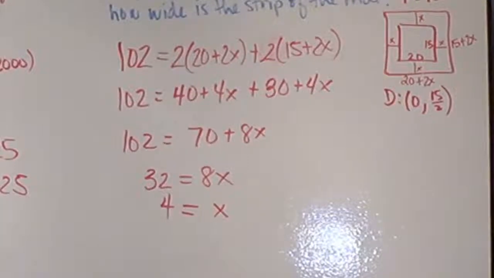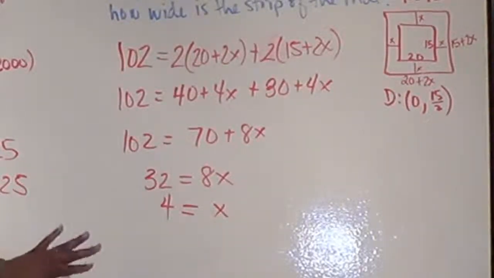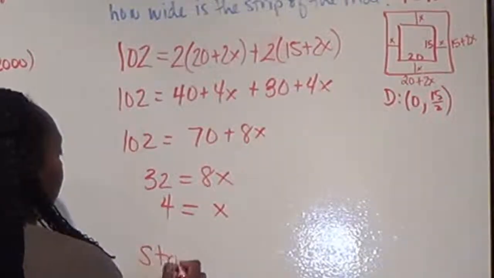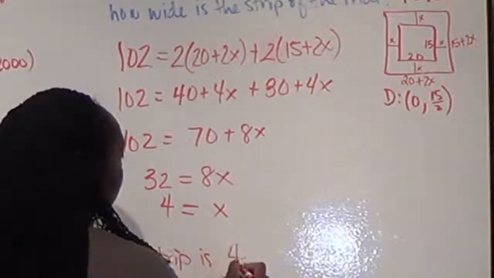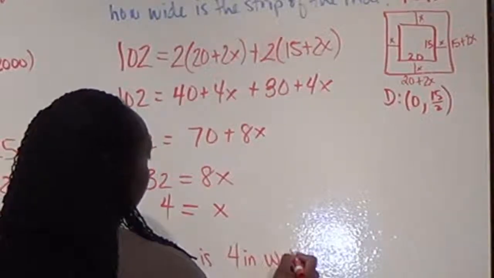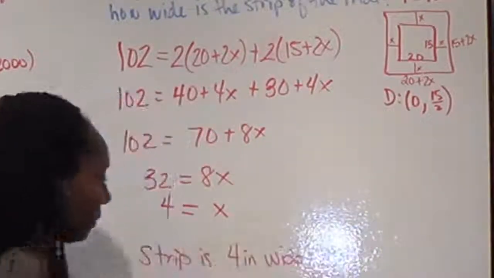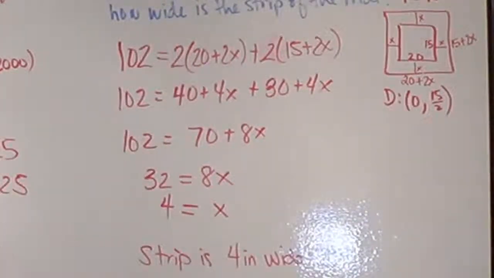Okay. From there, again, we're not quite done. So back to our question, we want to know how wide the strip of the mat is. So we can't just say 4. Again, we need to put our units on it. So the strip is 4 inches wide. Okay. Again, that makes sense in the problem. It's within our domain. And if we look at the picture, that kind of makes sense.